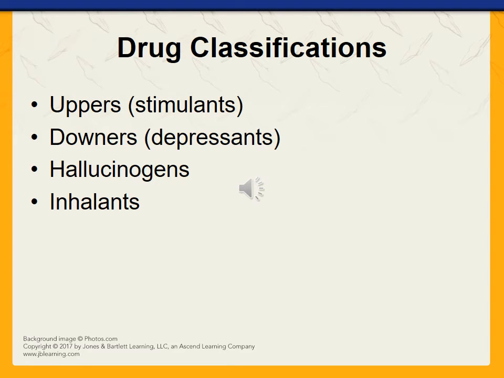So alcohol leads to drug classifications, meaning that's the next slide. The drug classifications I'm sure you are aware of are uppers, which are stimulants, downers, which are depressants, hallucinogens, which obviously cause you to hallucinate, and inhalants. So when we talk about the next drugs and the next type of poisonings, keep those four groupings in mind.